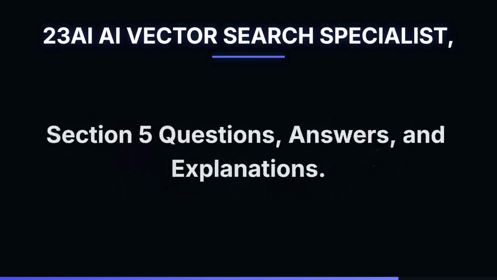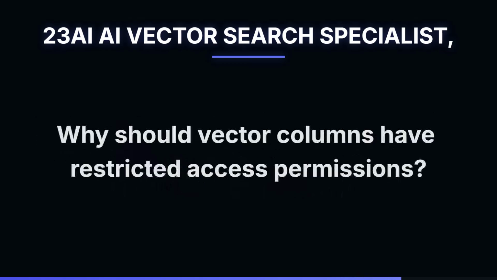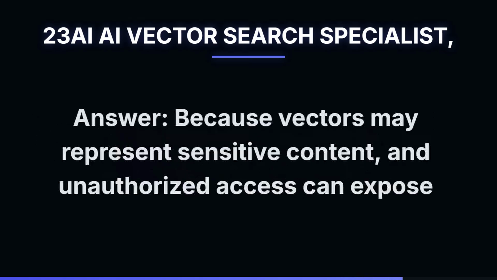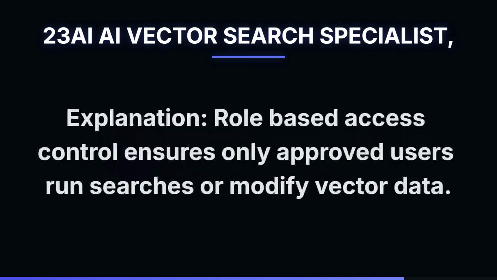Section 5 Questions, Answers, and Explanations. 1. Why should vector columns have restricted access permissions? Because vectors may represent sensitive content, and unauthorized access can expose private data. Role-based access control ensures only approved users run searches or modify vector data.